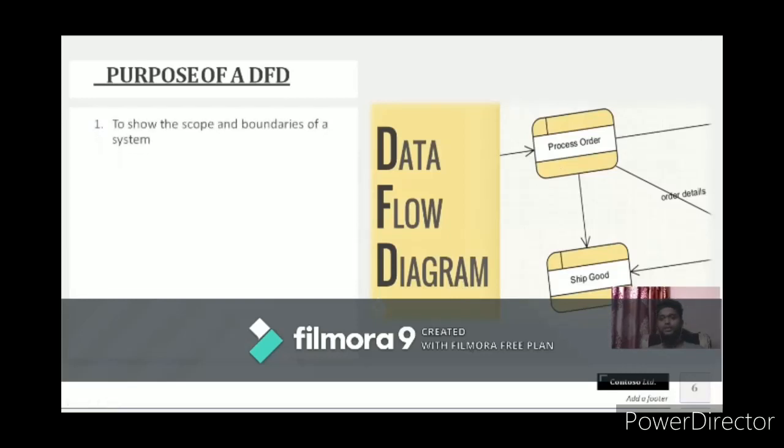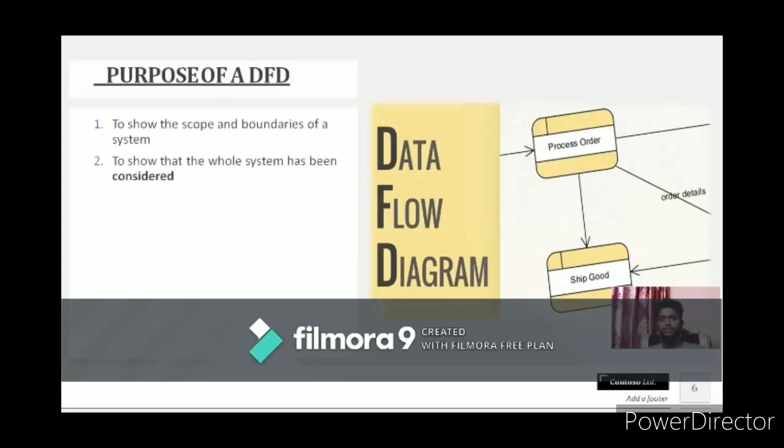So the first point is to show the scope and boundaries of the system. When we study DFD, whenever we take a system to apply DFD processing, we can find out how far the system can extend, what its scope is, and what the main objective of that particular system is. That is the first point, to show the scope and boundaries of the system.